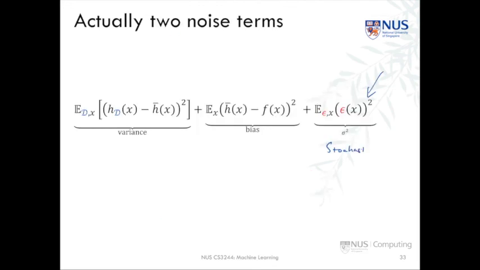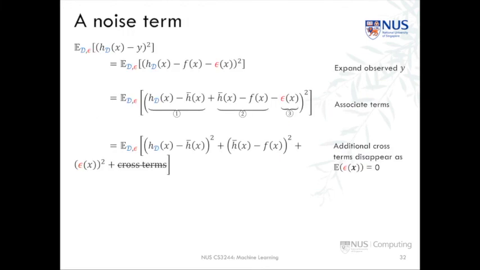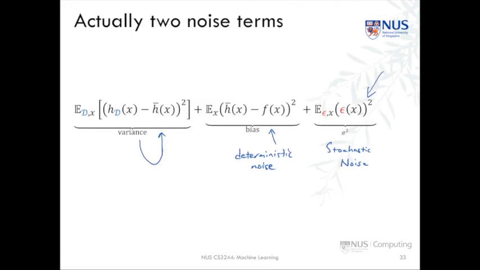We're going to call this one stochastic noise. We're going to call our second term the bias or deterministic noise. And then we're going to call the first term the variance. So you have the derivation of this on the slide before that comes out nice and neat.